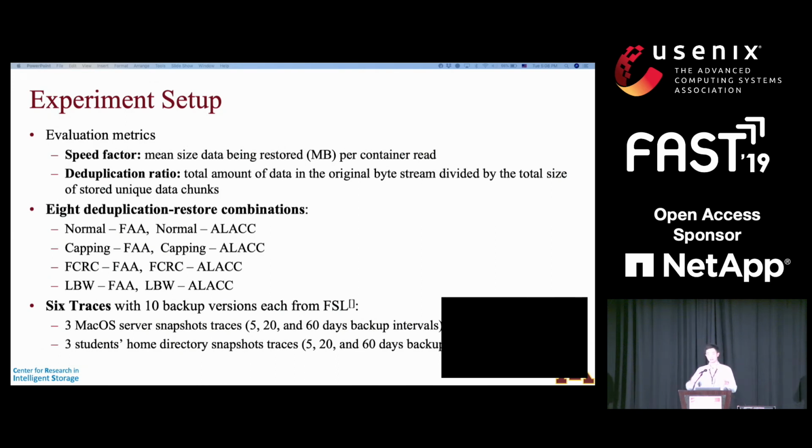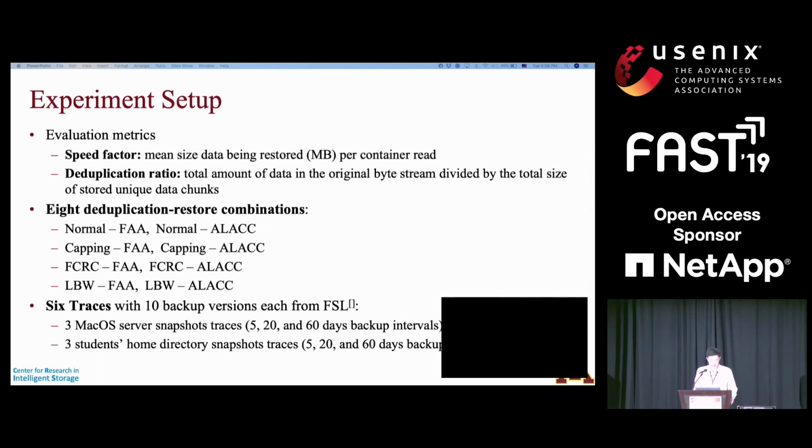For a lot of rewrite papers, people care more about the speed factor, which means on average how much original data one container read can contribute to restoring. If the speed factor is 1, which means you read out one container, which is 4 megabytes in size, you only restore 1 megabyte of original data on average. So a higher speed factor is better. And we also want a higher deduplication ratio, which means you can save more space.